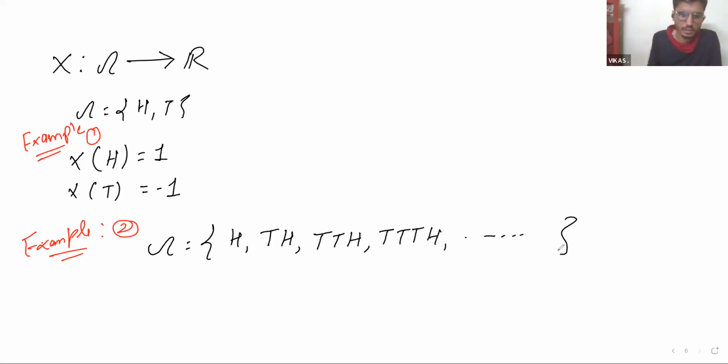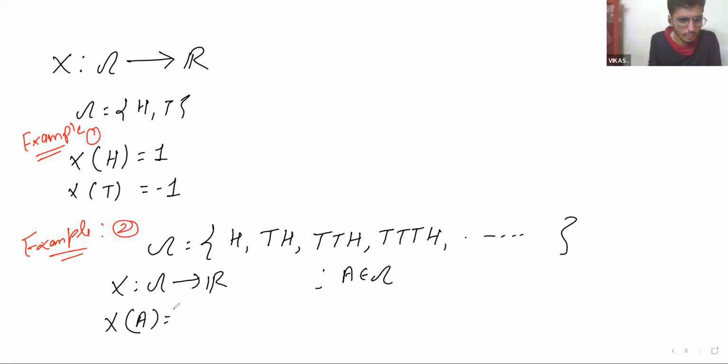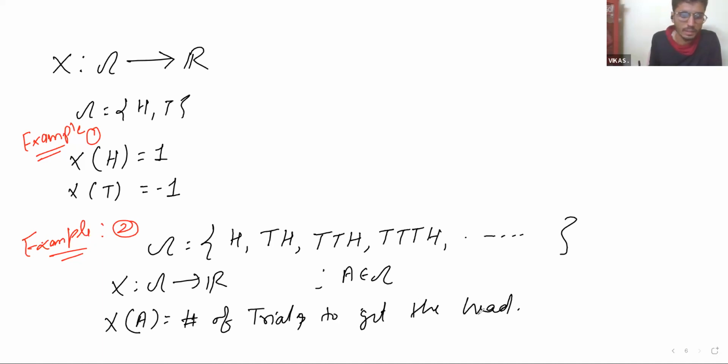So if I define a function, let me define a function from omega to R. What is omega? It means X has, obviously, a set, and some a belongs to this omega. This is the domain. This is the codomain. Number of heads. Sorry, number of tails. Or you can define, just for better understanding, the number of trials to get the head.